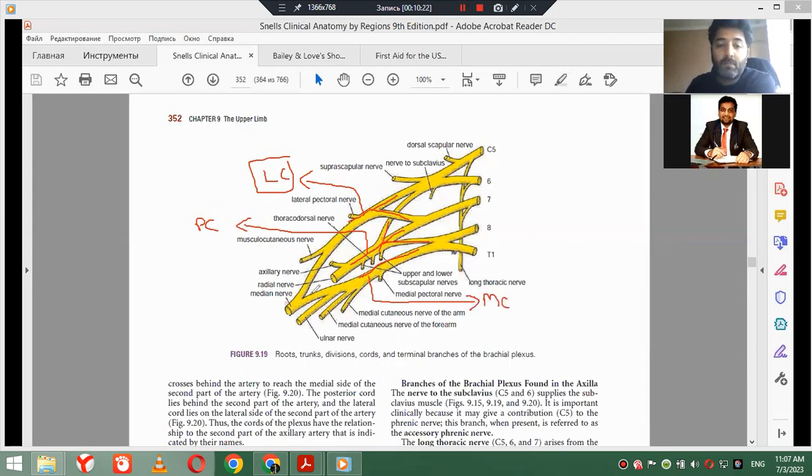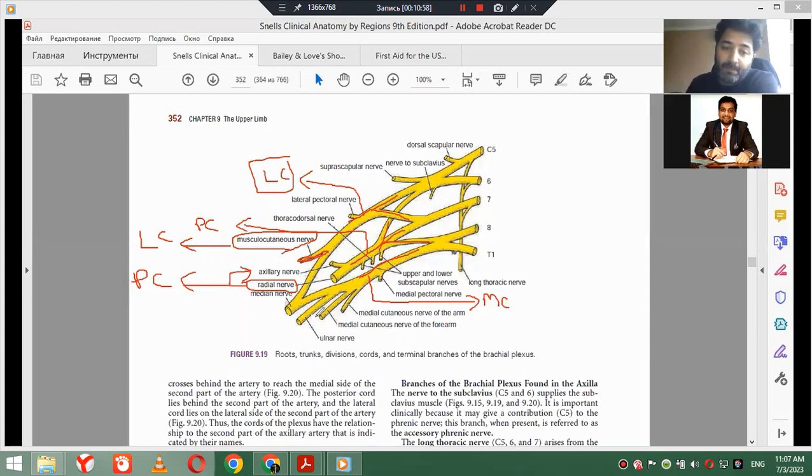Okay, so this lateral cord, please remember, will continue as the musculocutaneous nerve. So it is the musculocutaneous nerve which is coming out from the lateral cord. The posterior cord will continue as the radial nerve. So the main nerve of the posterior cord will be the radial nerve, and also the axillary nerve. The axillary nerve and the radial nerve are the main branches coming out from the posterior cord.